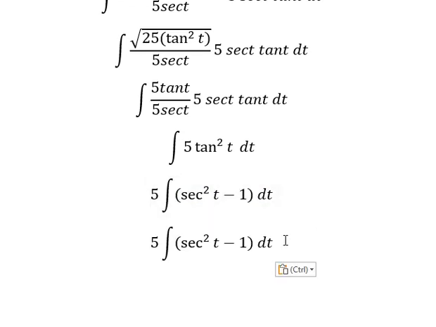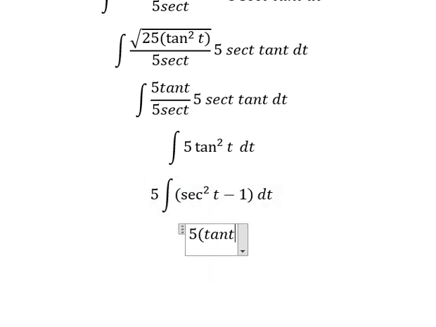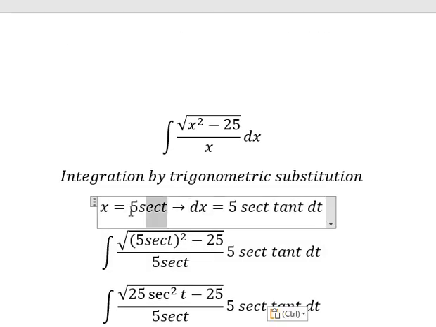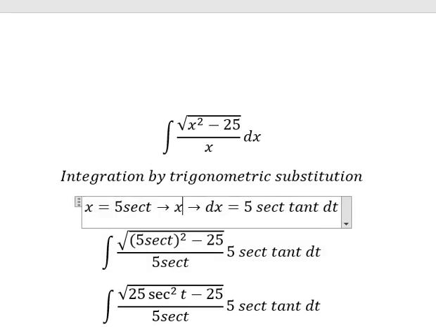The integration of secant of t square, we have tan t. Number 1, we have t. And then I will put c. About t, that is about this one. So we divide both sides by number 5.